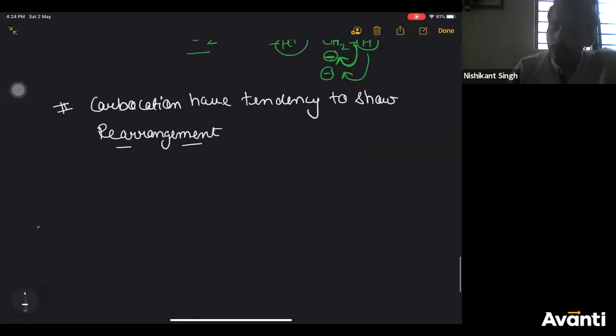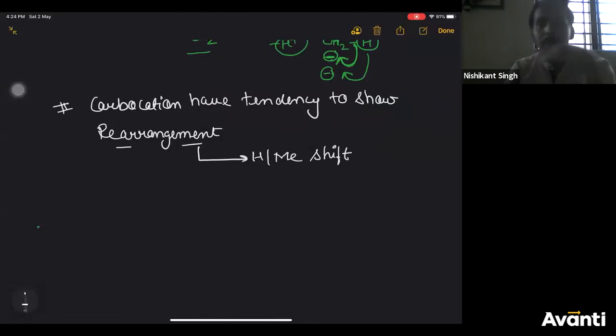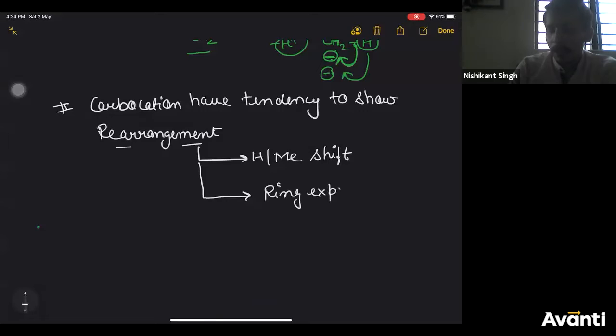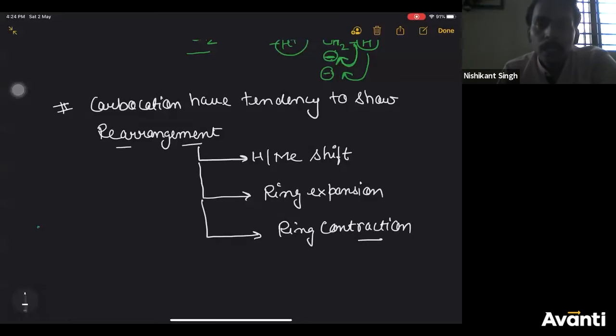Now this rearrangement is of three types. It is either hydride shift or methyl shift. I'll take an example of all three, but I'll take one example each. So pay attention. Hydride or methyl shift. Then another type is called ring expansion. Then it is ring contraction. There are three types of rearrangement a carbocation can undergo, right?